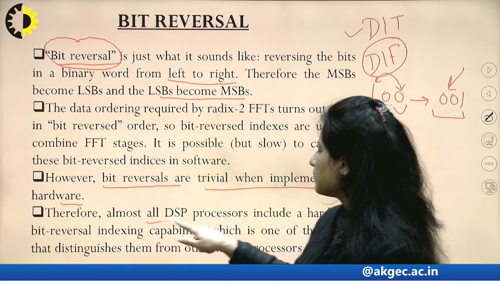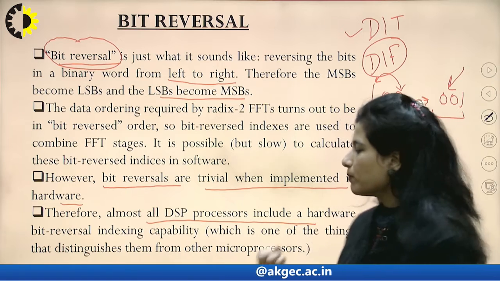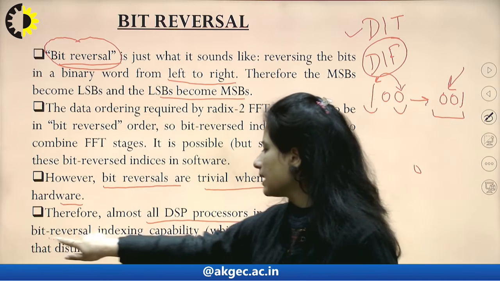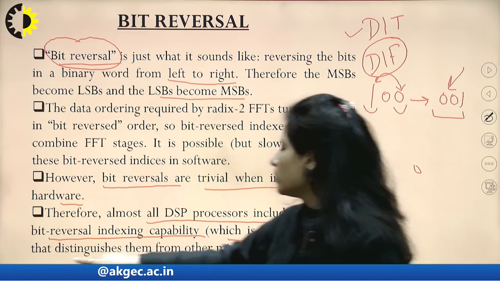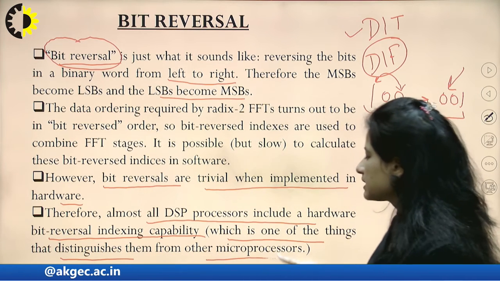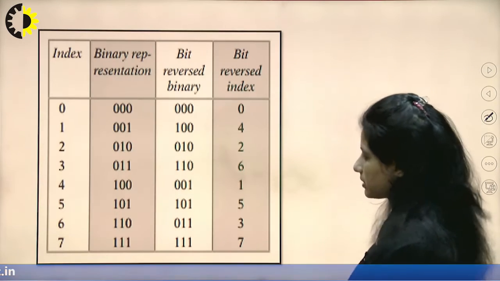So in DSP processors, we include special hardware for performing this bit reversing and indexing capability, and this is one of the things which distinguishes a DSP processor from a general purpose microprocessor.